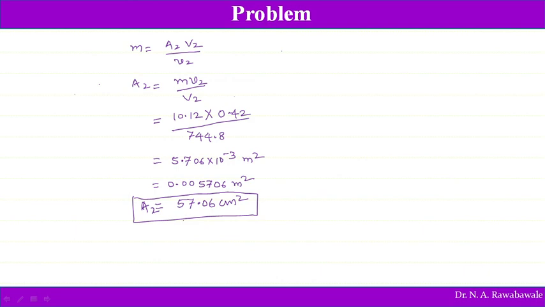So this is how we obtain this area. So the final answer is mass flow rate m is equal to 10.12 kg per second, and area at exit A2 is equal to 57.06 centimeter square, because while giving area at throat he has given it in centimeter square, therefore this area at exit we have to give in terms of centimeter square. So this is how the mistake which was committed in yesterday's lecture is rectified.